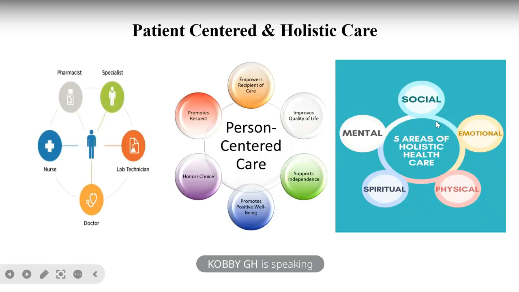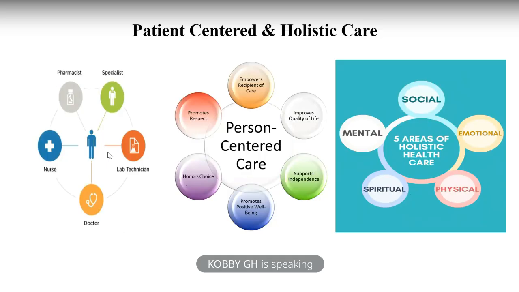So as a nurse, in the nursing process, you do holistic care or comprehensive care. Comprehensive or holistic care is care that does not look at only the patient's physical life, but you look at the physical health, you look at emotional health, social health, mental health, and spiritual health. So you see the patient is at the center of the care here. The pharmacist is here, the specialist, the lab technician, the doctor, and the nurse. Then the patient is at the center of the care.